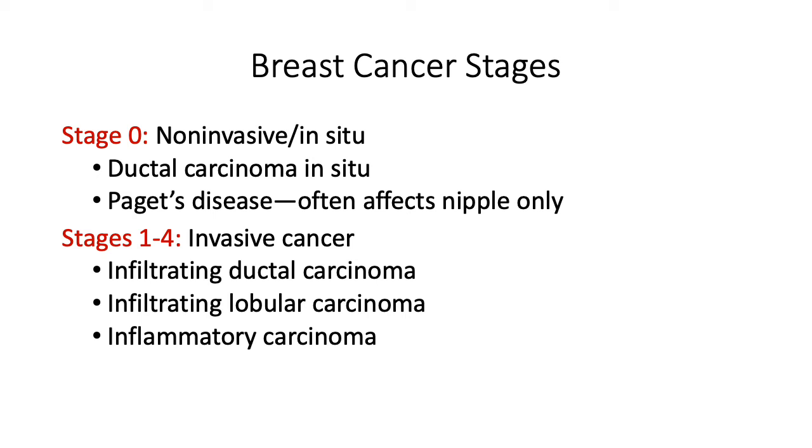There is infiltrating ductal carcinoma that affects the ducts, which are tubes that carry milk to the nipple. There's infiltrating lobular carcinoma, and this affects the lobules that are the milk-producing glands. And then there's inflammatory carcinoma. This is the rarest form of breast cancer, but the most aggressive.